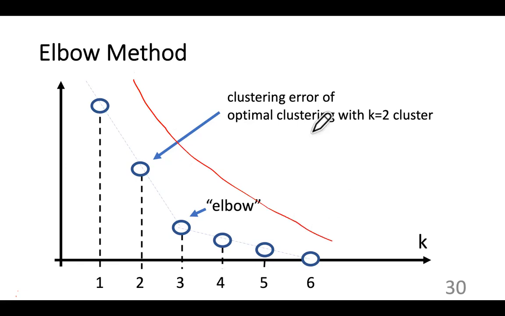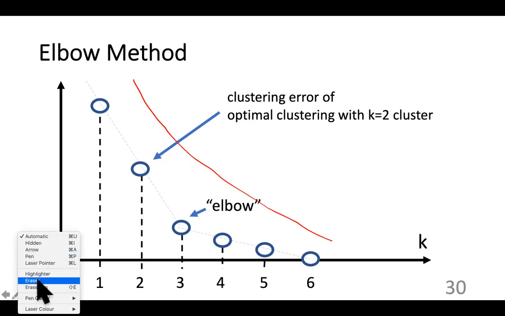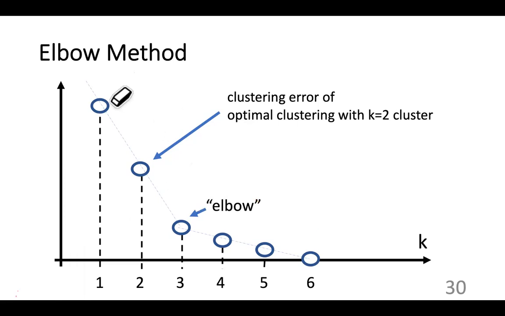So there is no elbow. However, if you have a data set where you see clearly such an elbow in the soft clustering error versus number of clusters, then it might be a good choice to use the elbow.